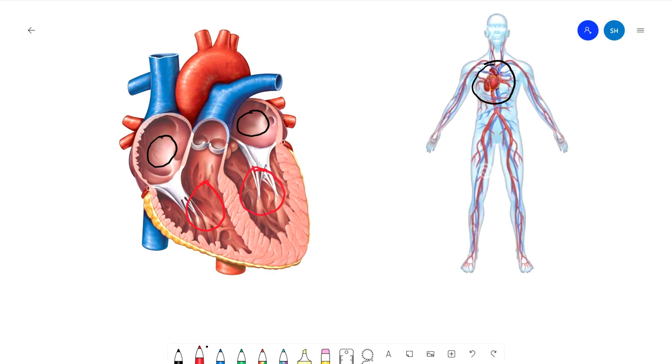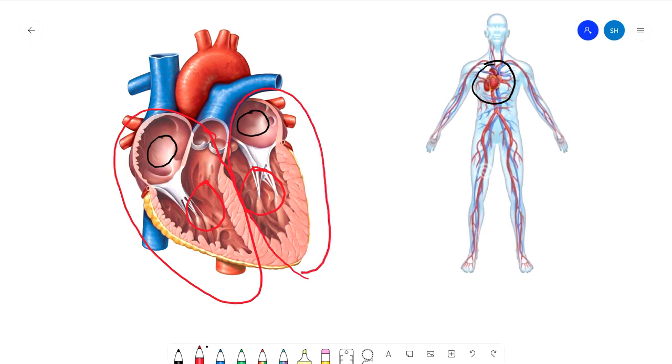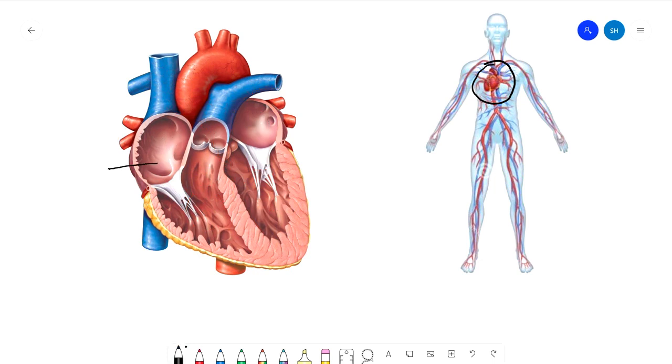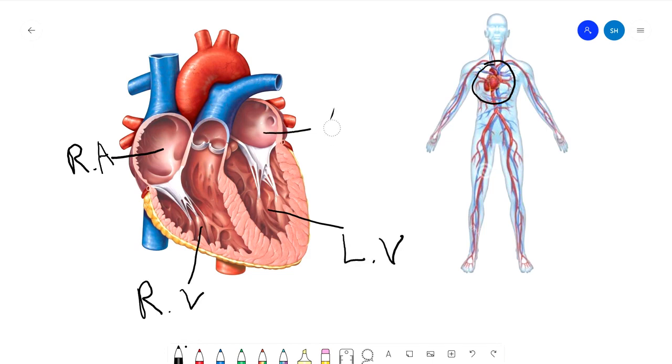The heart is also separated into two sides. The right side and the left side. So this becomes the right atrium. And this becomes the right ventricle. This becomes the left ventricle. And this is the left atrium, not the right atrium.